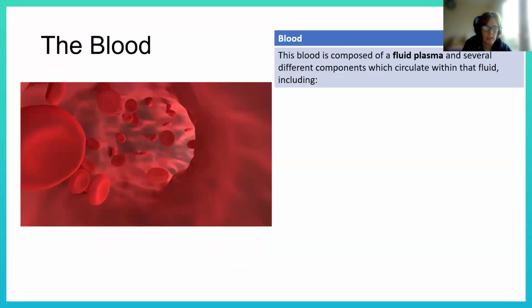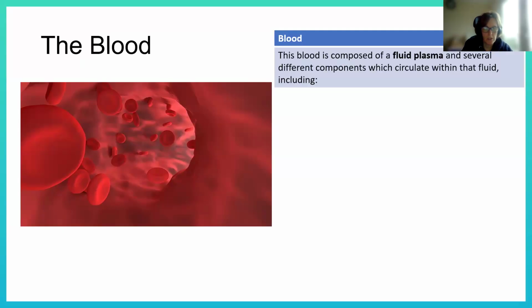So let's have a little look at some of these components of the blood then, since we've talked about the red blood cells quite a bit. Let's talk about everything else. So the fluid plasma is the yellowy fluid that I was talking about that you see when you've got a graze rather than a cut.